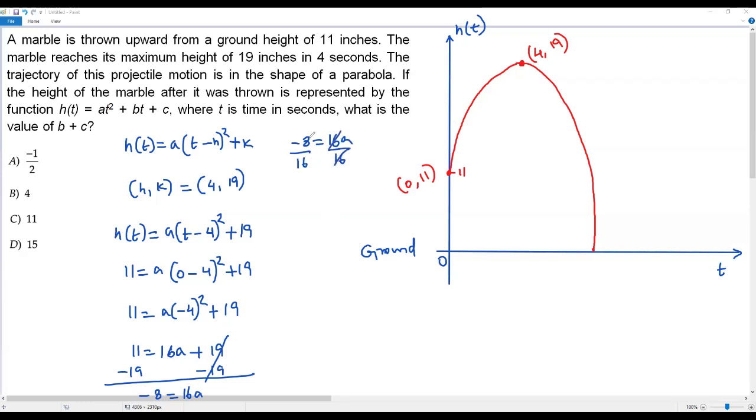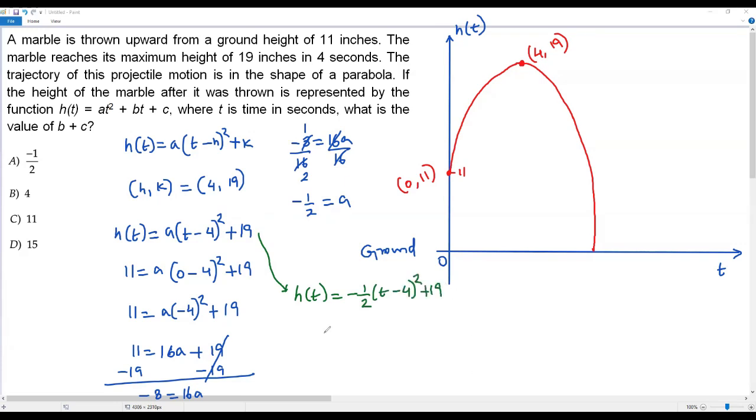So the 16 will cancel. 8 goes into 8 one time, 8 goes into 16 two times. I'm getting negative 1/2 for a. Okay, now I'm going to plug in this value, negative 1/2 for a, in this quadratic function. So let me do it. Here we get h of t equals negative 1/2 times (t − 4) the whole square plus 19.